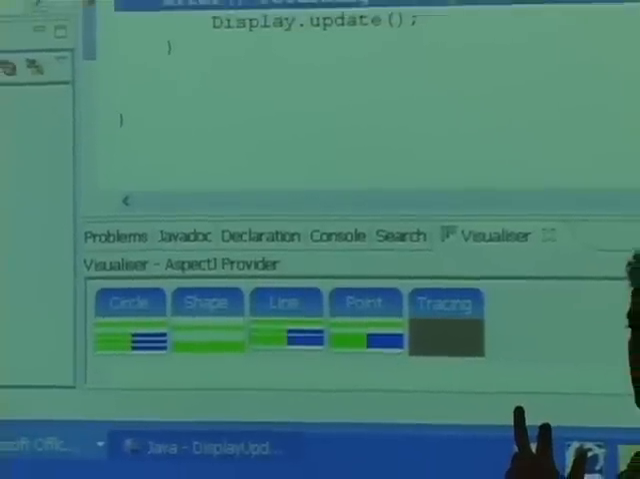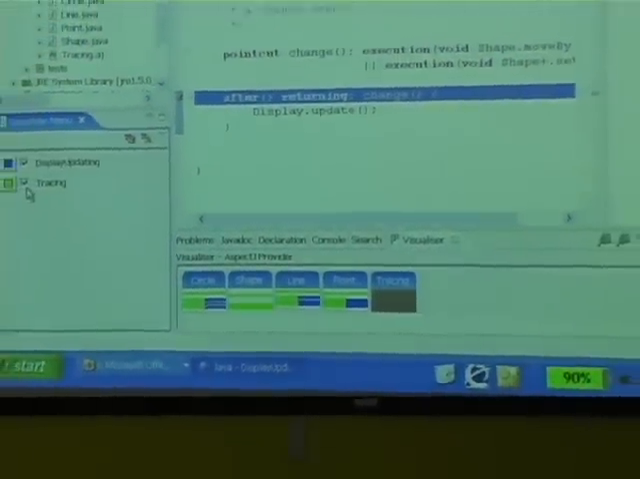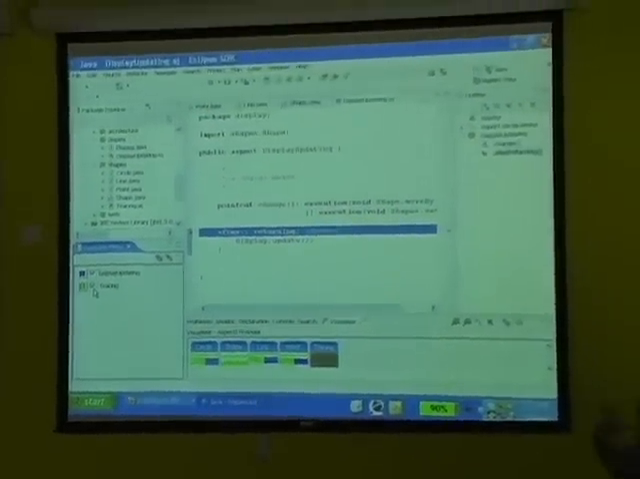When you have multiple aspects, which one goes first? The language has well-defined rules for that, and there are several mechanisms for controlling it.